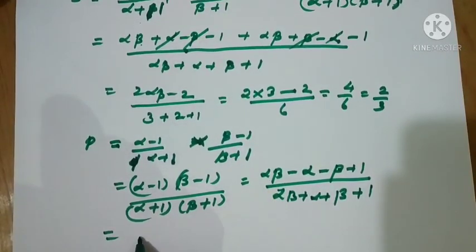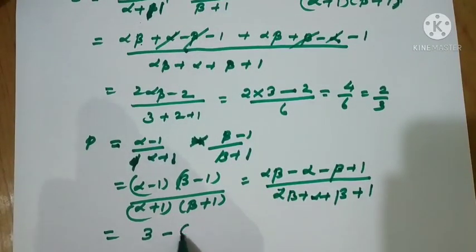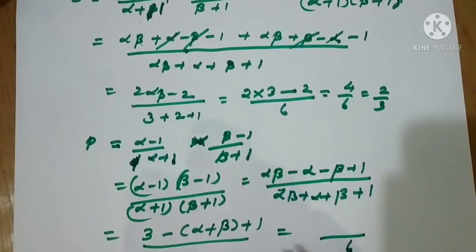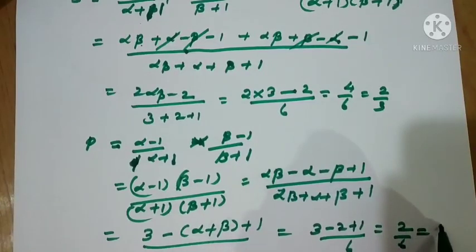Alpha beta, directly we can substitute 3. Next term, minus is common, so it becomes alpha plus beta plus 1. Here alpha beta is 3, plus alpha plus beta is 2, again plus 1. So 3 plus 2 plus 1 is 6 here. Next, minus of alpha plus beta, that is equal to 2 only. So 3 minus 2 is 1, 4 minus 2 is 2, 2 by 6, which is equal to 1 by 3 only.